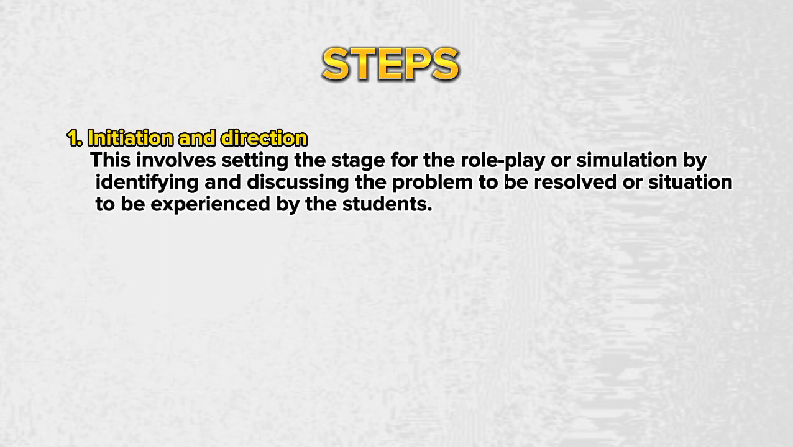Okay, but the question, what are the steps? And how are we going to implement these? So here are the steps of role play and simulation. Both of them can be implemented through these 5 steps. For number 1, we have initiation and direction. This involves setting the stage for the role play or simulation by identifying and discussing the problem to be resolved or situation to be experienced by the students.